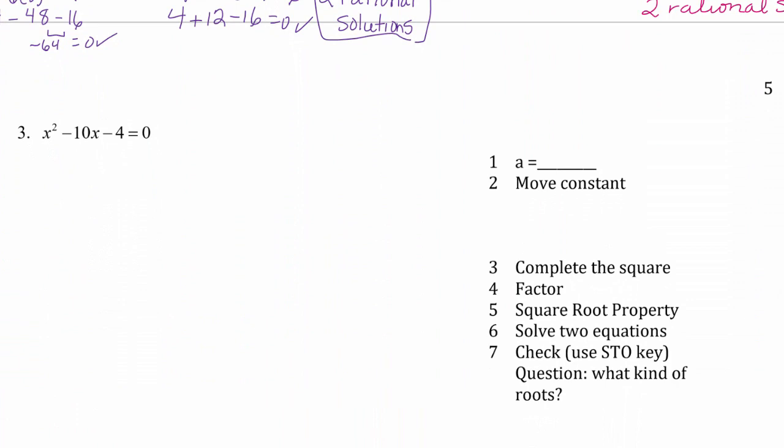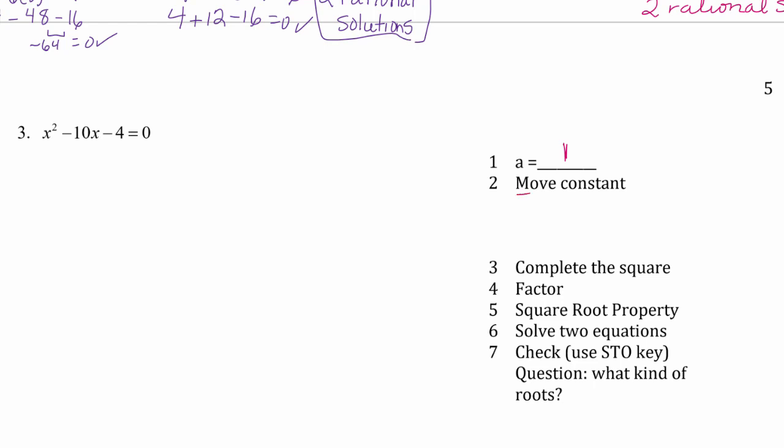Okay, let's do some more. We'll do one more in this video, and then I'll do another video for more examples. Okay, so here's the next one. x squared minus 10x minus 4 equals 0. What does a equal? It's 1. Cool. We checked. We need to always check.